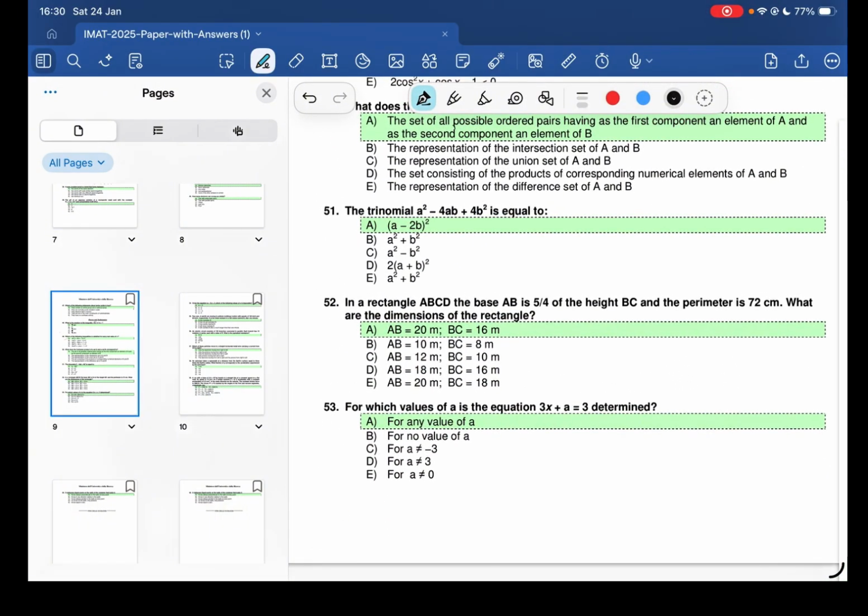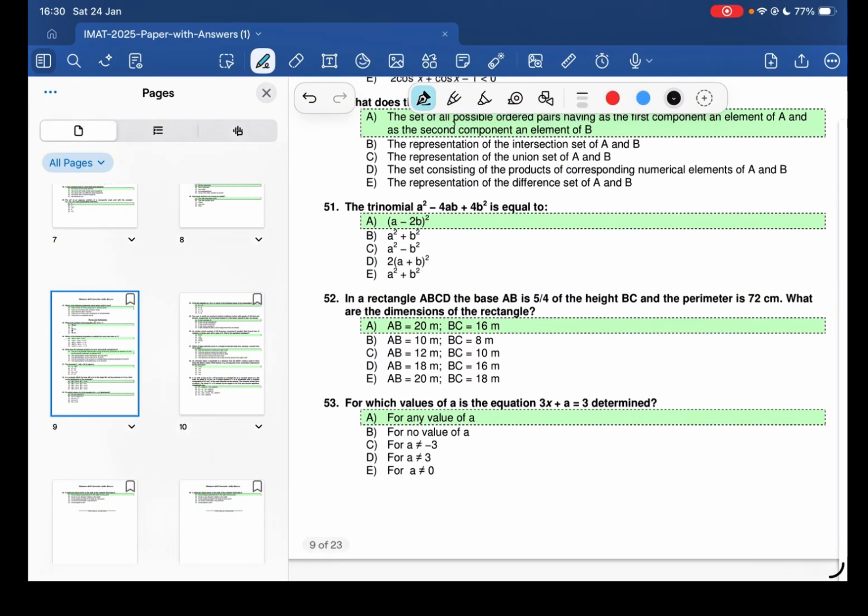For which values of A is the equation 3x plus A equals 3 determined? So this is a very good question. It's a very fundamental question. For which values of A is the equation 3x plus A equals 3 determined?